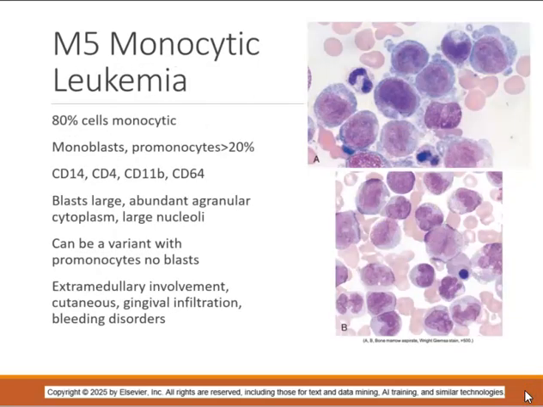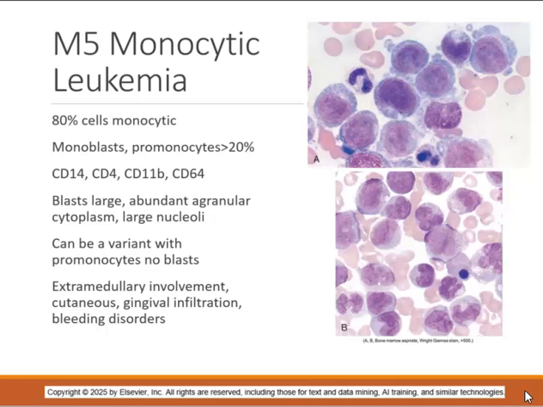M5 is monocytic leukemia. In this one, you can see the two different types here: monoblastic at the top and monocytic at the bottom. Of course, to be an acute leukemia, they have to have greater than 20% blasts present. And because they're of monocytic origin, they have CD14, 4, 11B, and 64.